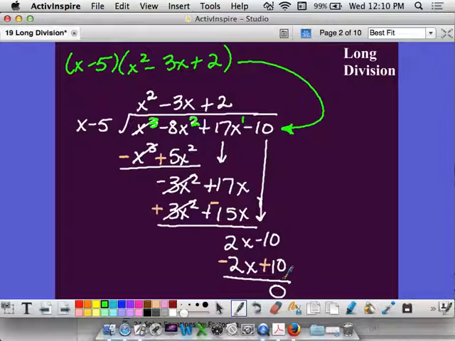Had you had a remainder, you would have put whatever that number is over this binomial x minus 5. Another thing to note is that your answer is also going to be in decreasing power. Your answer will be in decreasing power. So this is just a quick overview of how to get started on long division of polynomials. I think it's a good place to break, and we'll do a couple more examples.